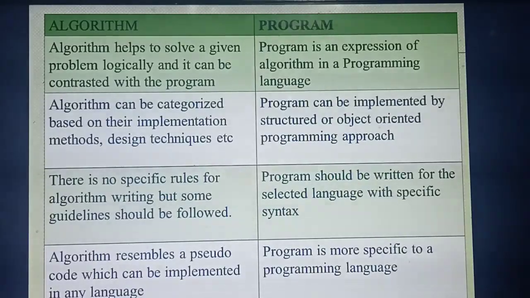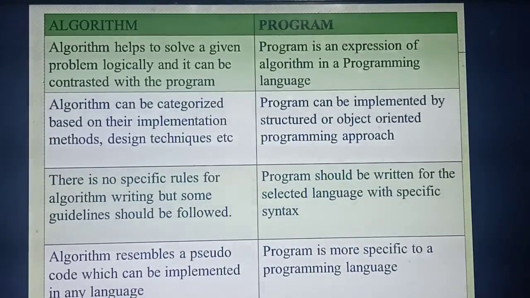In a C++ program, you write hash include iostream. Then int a comma b comma c. C equal to a plus b. Then print C, isn't it? So whatever you express in an algorithm, the same things you express in a program using some programming language. Understood the first point?